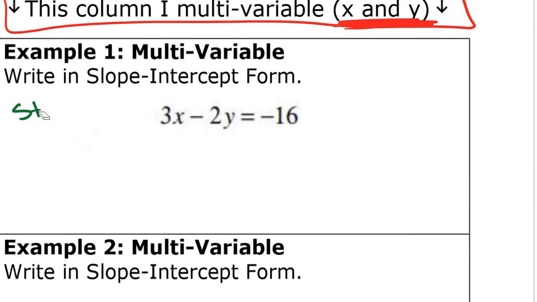And we are told that we need to get it into slope-intercept form. Do you remember what slope-intercept form is?